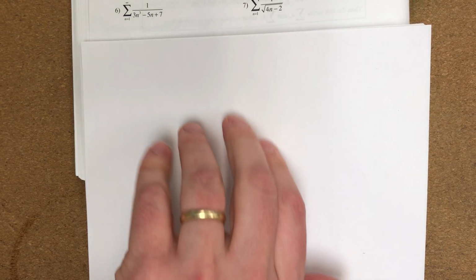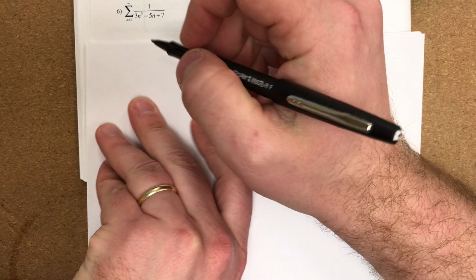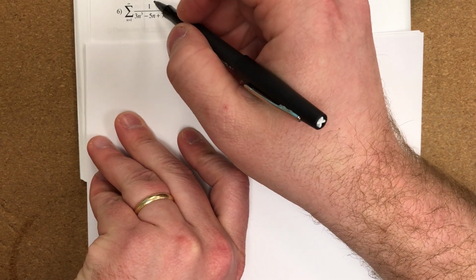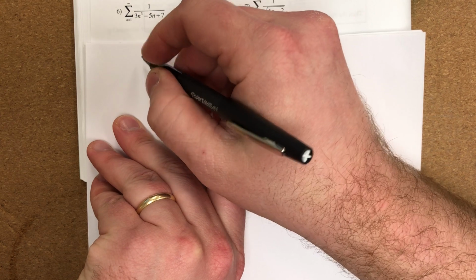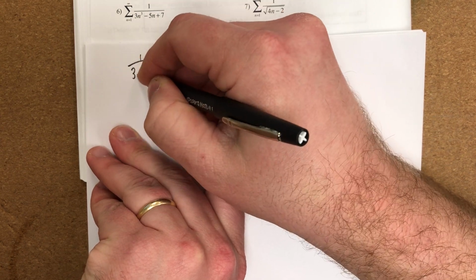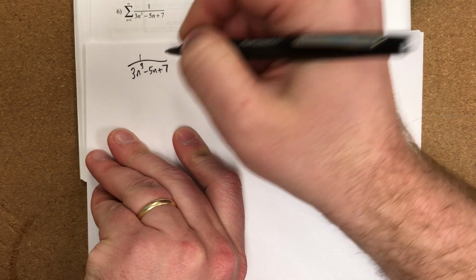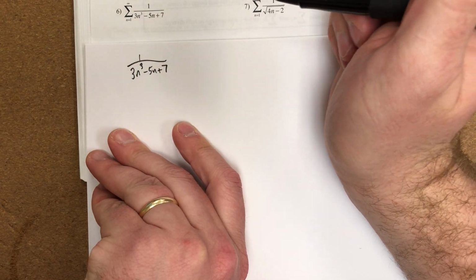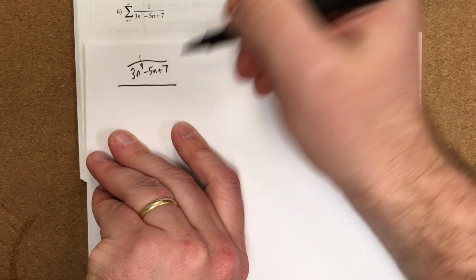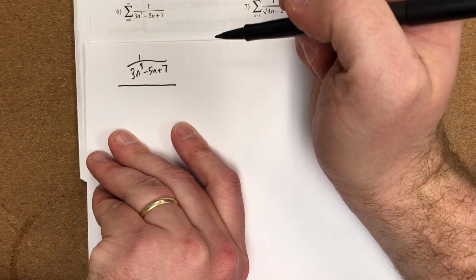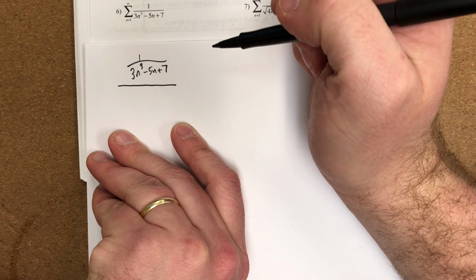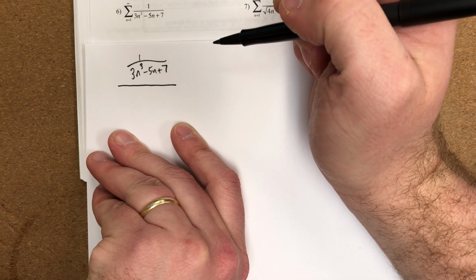All right, so for the following series, use the limit comparison test to determine if it converges or diverges. Okay, so the first one we have here is 1 over 3n cubed minus 5n plus 7. And we have to decide what we're going to compare this to. I know what I want to use.